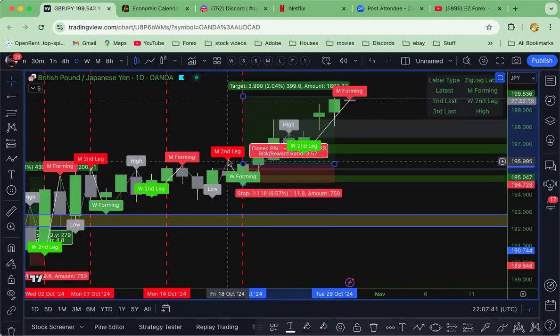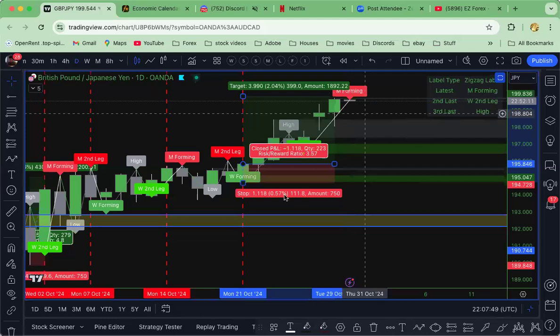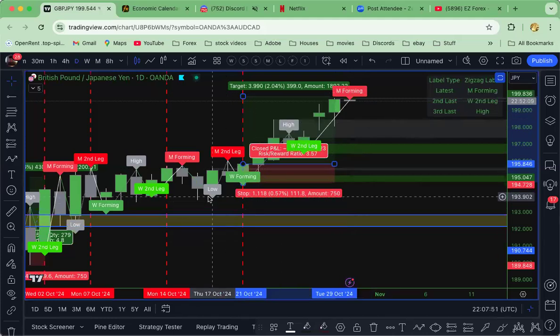Right. So you're thinking, will this sell go to this low here? Is that what you're thinking? Or you're thinking this M forming will go all the way to this low? Correct. That last one you just said.